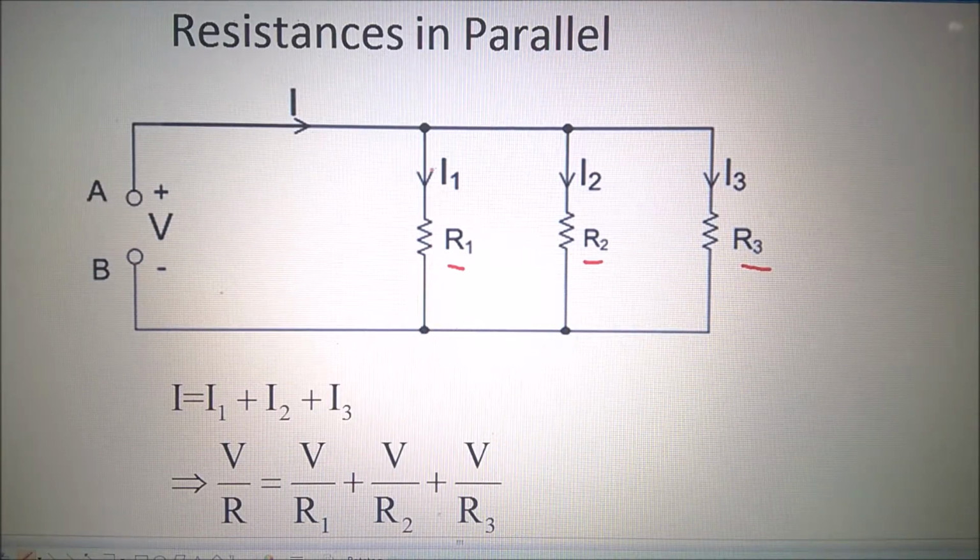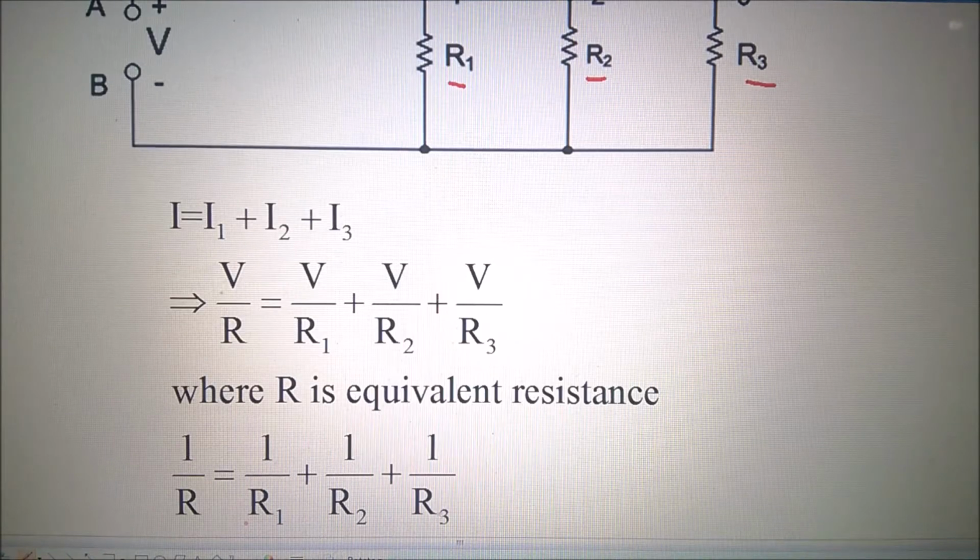Therefore, according to Ohm's law, I1 into R1 is equal to V. So I1 is V divided by R1, and similarly here also V divided by R2, and here V divided by R3, and I is V divided by R, where R is the equivalent resistance between A and B. Then we can find that when resistances are in parallel, the equivalent resistance R satisfies 1 by R equals 1 by R1 plus 1 by R2 plus 1 by R3. In that way, we can find the equivalent resistance between any 2 points when between these 2 points there are some resistances in parallel.